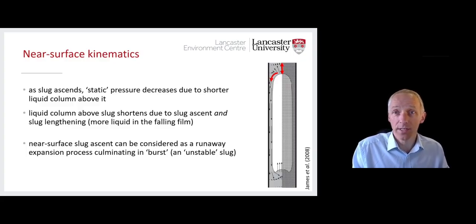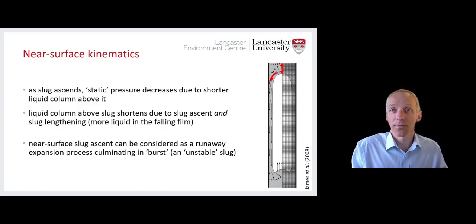So at depth, as a slug is ascending, it's only expanding relatively slowly, and it can be considered as stable, even if we consider only static pressure conditions. But at some point, it may reach a critical threshold depth, where its rate of expansion means that the evolving dynamics have an important effect on the slug length and pressure. So what influences this critical threshold depth?